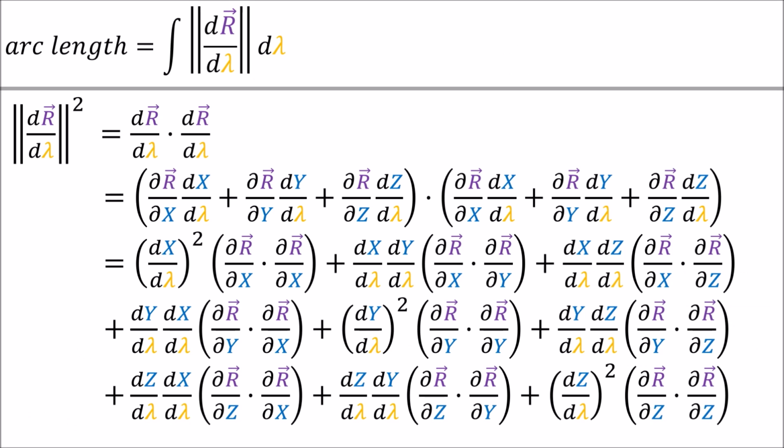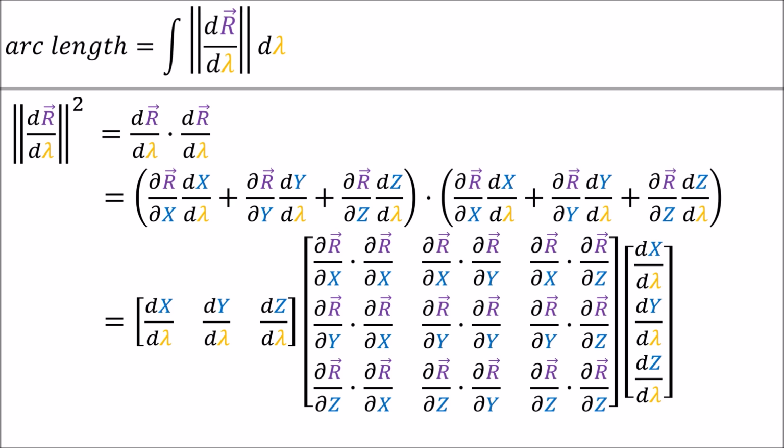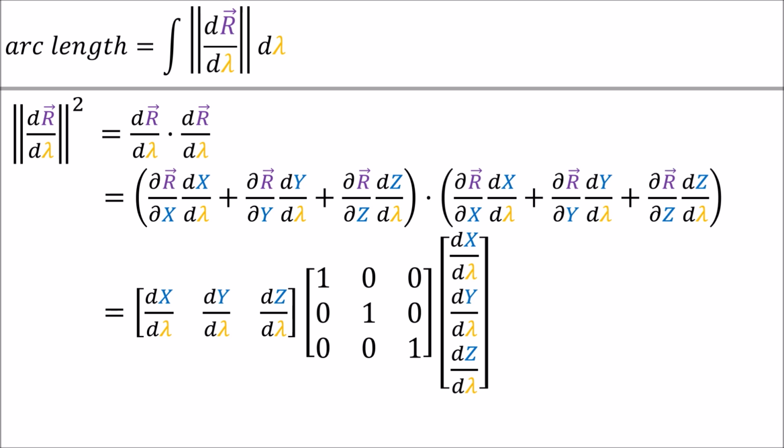So what we really did when we calculated the arc length is we worked in 3D space and used this big giant formula to get the squared magnitude of the curve's tangent vector. And this big ugly formula can also be written as this series of array multiplications, where this matrix of basis vector dot products is the metric tensor. And since we're working with the 3D orthonormal Cartesian basis, this metric tensor is really just the identity matrix.